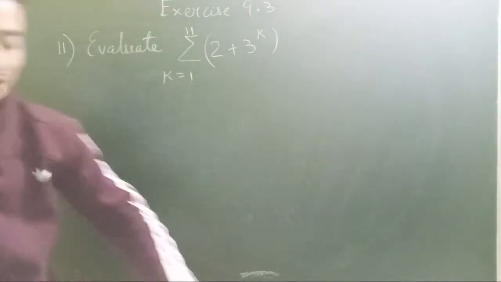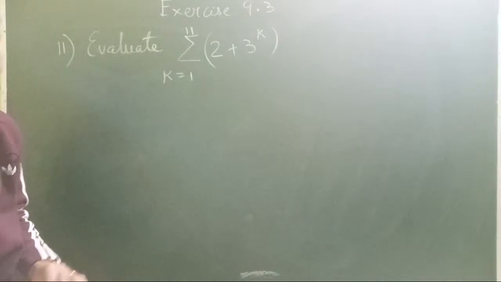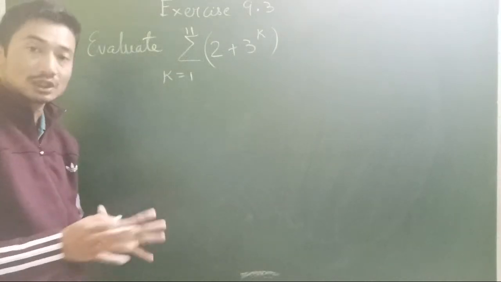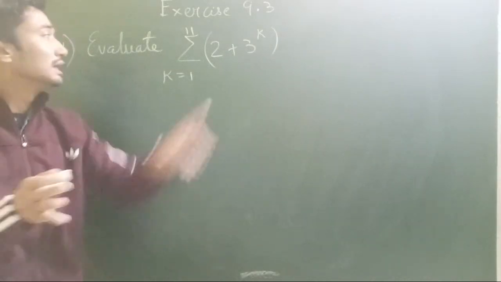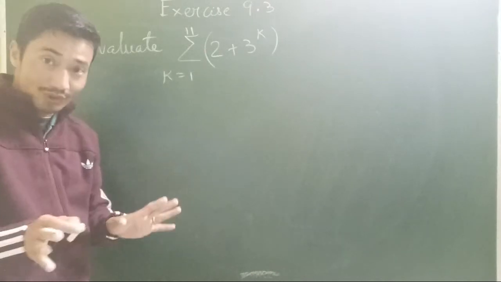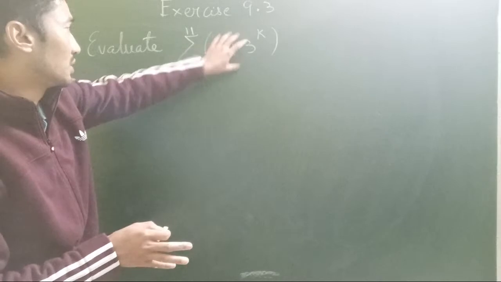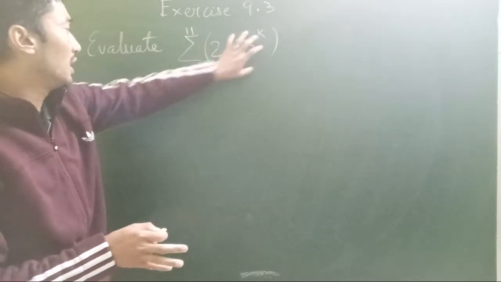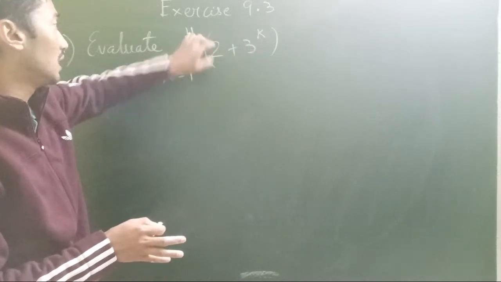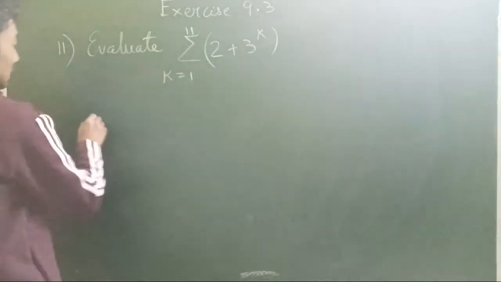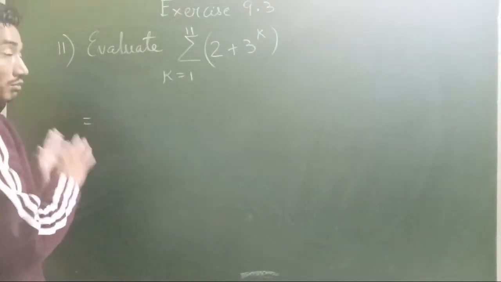That is this. Summation concept, I believe all of you understand. Summation means total, adding up one by one. All of you already know it, but I'll show you. This simply means summation of this function, 2 plus 3 power k, from k equal to 1 to 11. Not 11 times, from 1 to 11.